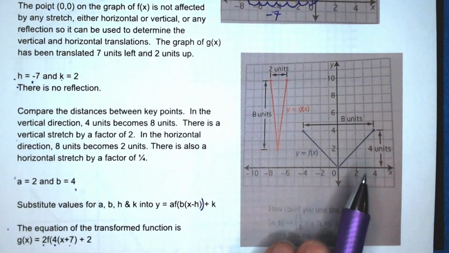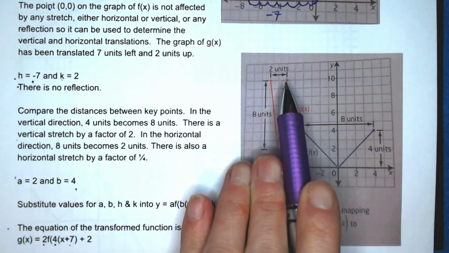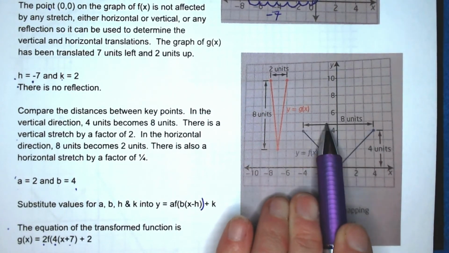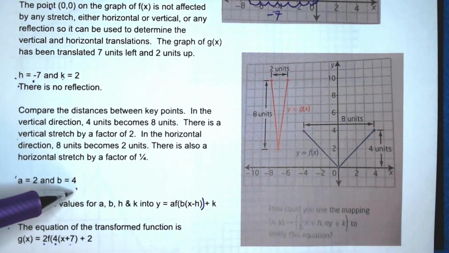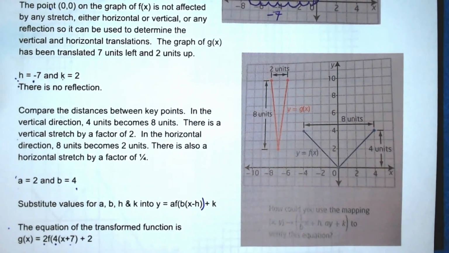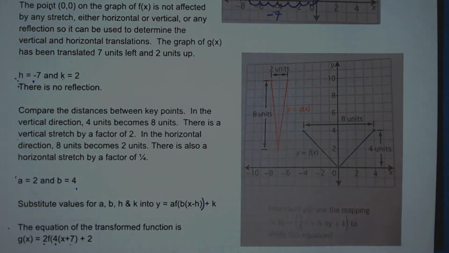Now, for the x values, to find our b, we have 8 units in our original graph and 2 units in our new g of x. 8 divided by 2 gives us a factor change of 4. So once we have these 4 numbers, h, k, a, and b, the problem becomes very simple. All you have to do is just plug them into our general formula, and your resulting formula will be g of x is equal to 2 times f of 4 times x plus 7, plus 2.